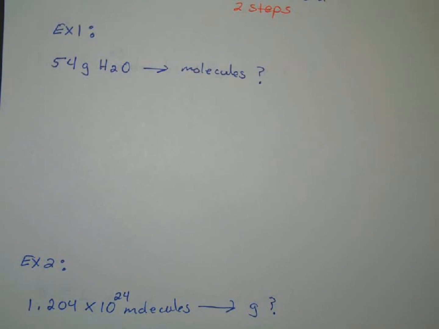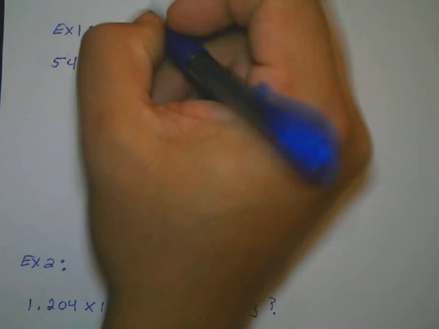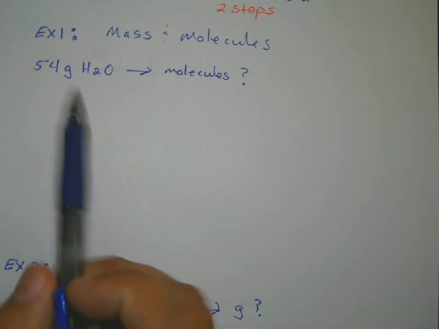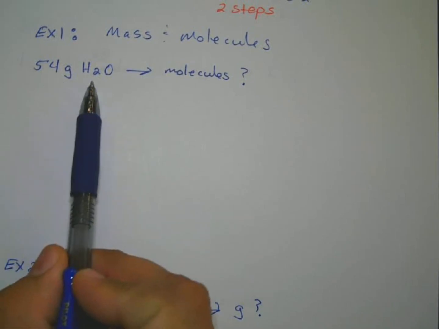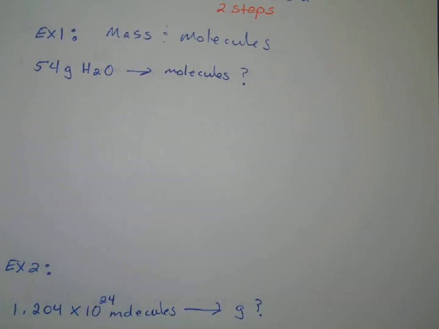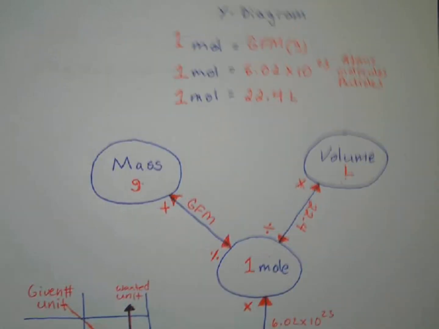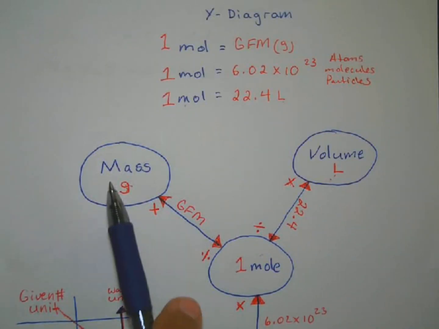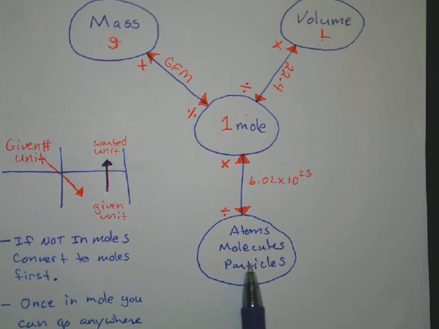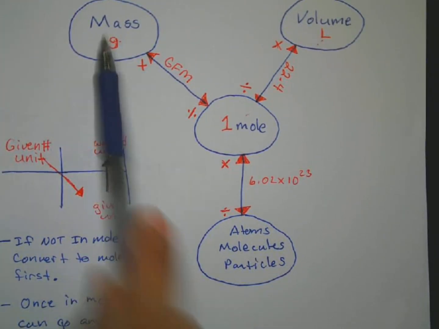Today, we're going to be looking at how to convert between mass and molecules. Look at example number 1. I have 54 grams of water, and I want to know, if I have 54 grams of water, how many molecules do I have? So let's take a look. I'm starting off in mass, but now I've got to get to molecules. I'm going from mass to molecules.